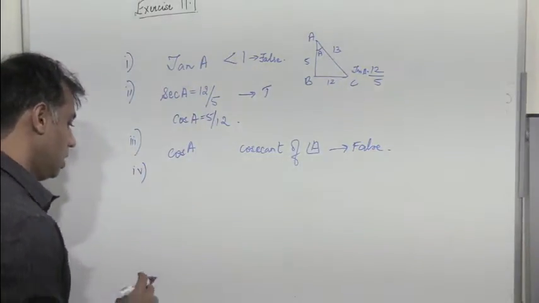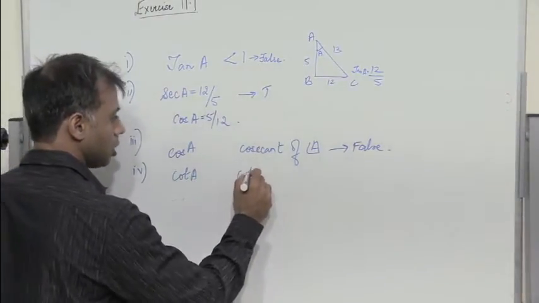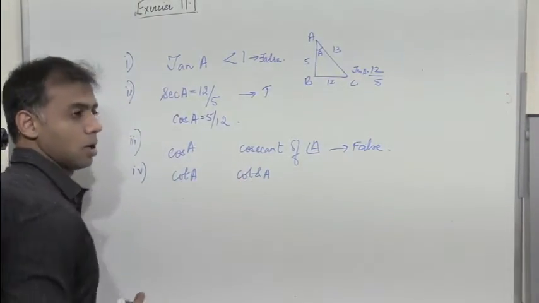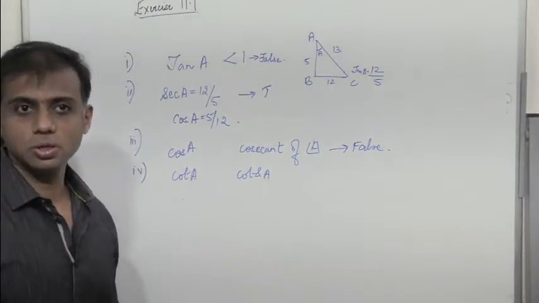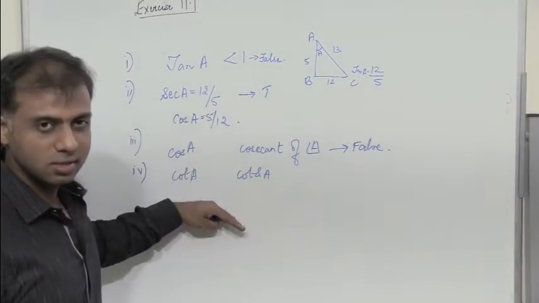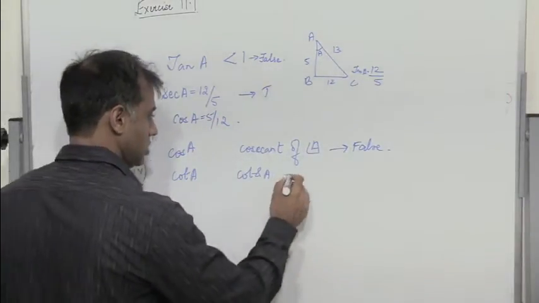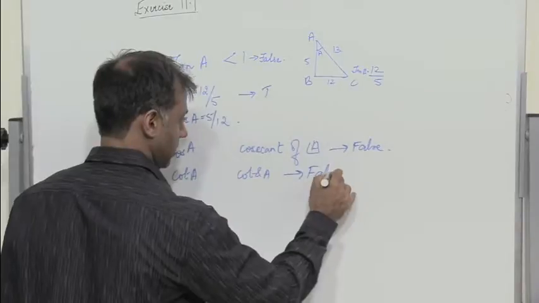So fourth one, cot A is the product of cot and A. Cot A is not the product of cot and A. Cot A indicates that it is the adjacent side by the opposite side, right? So this is basically a false statement.